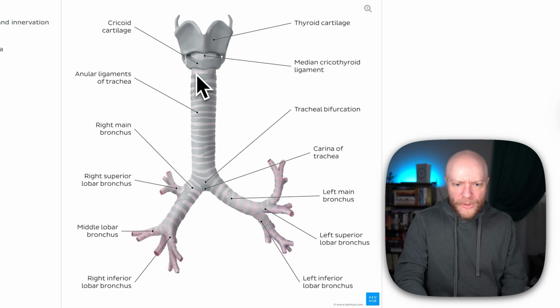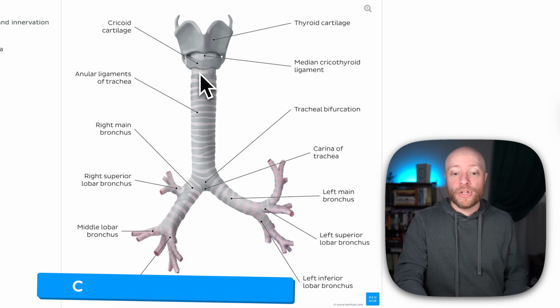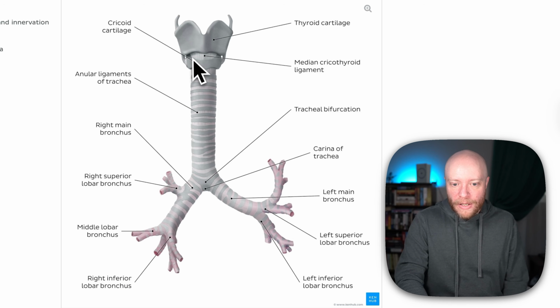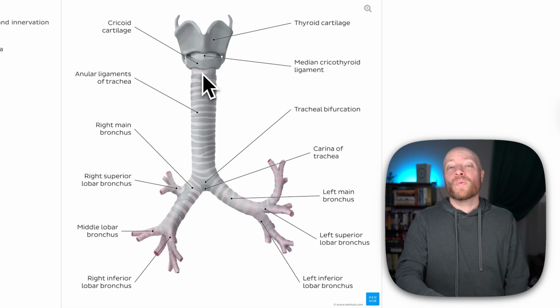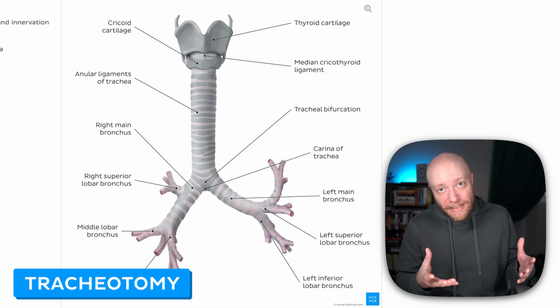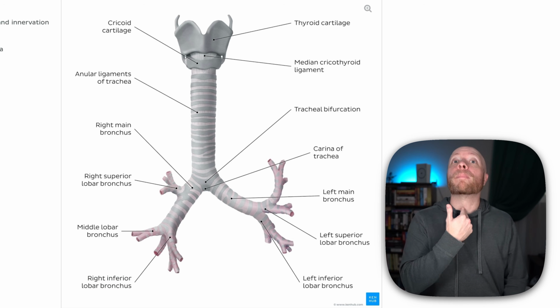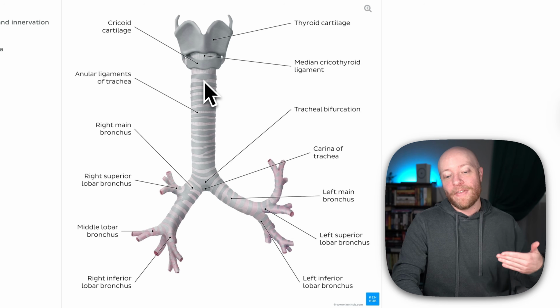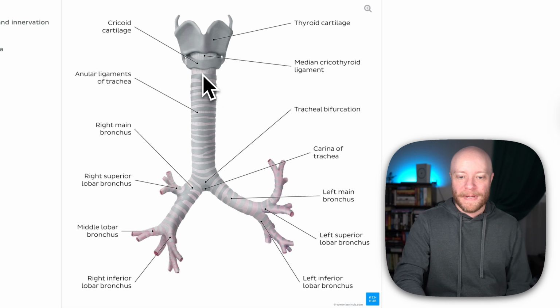Now, I will say that up top here, there is a specific ligament. This is the cricotracheal ligament, and it's what connects the cricoid cartilage here to the first tracheal ring. And this is actually a great spot to do what's called a tracheotomy or a tracheostomy. That would be clinically relevant, where you're bypassing the airway. You just go in and cut an incision in here, flap this over, insert tubing, and then you can perform that tracheostomy.